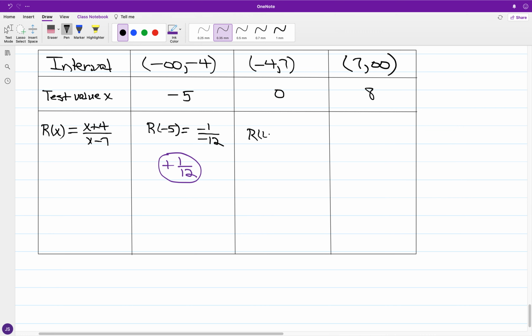Now for r of 0, we have positive 4 over negative 7. So this will come out to negative 4/7. In the case of r of 8, you have 8 plus 4 is 12, 8 minus 7 is 1, and 12 over 1 is 12. So that's going to be a positive number.